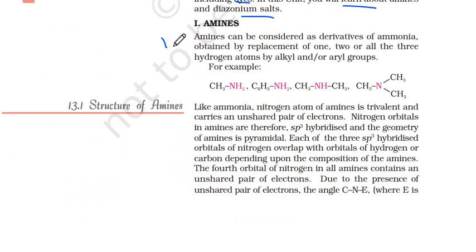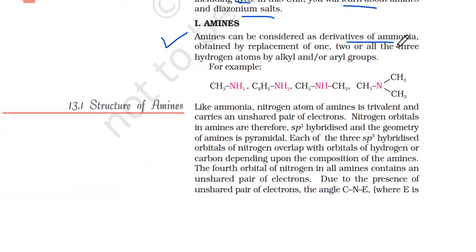They can be considered as derivatives of ammonia only, obtained by the replacement of one, two, or all the three hydrogen atoms. So you can have primary, secondary, tertiary amines, depending upon how many hydrogens of the ammonia group have been replaced. And what is the structure? Like ammonia only, nitrogen atom of amines is trivalent and carries an unshared pair of electrons, the lone pair that the nitrogen always has. Apart from that, it has three bond electrons as well.